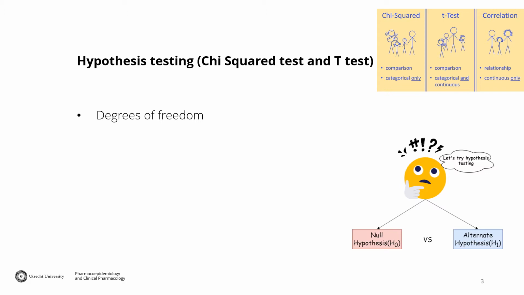And finally, as you can see on the top right, I've tried to find 3 boxes. The chi-square test is usually used for comparison of categorical variables. The t-test is usually for comparison of categorical and or continuous variables. And then finally, we have correlation, which I'll go over in the 4th lecture.